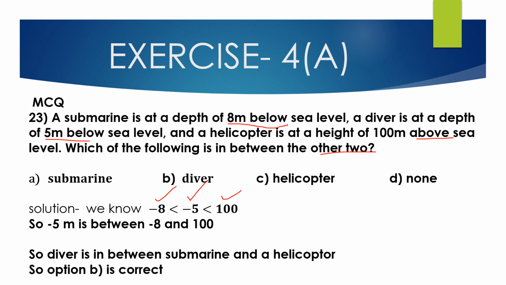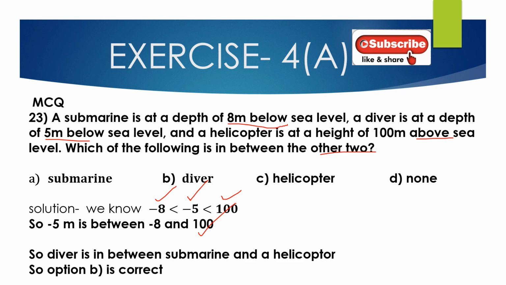We know minus 5 will be placed between minus 8 and 100. If we represent these integers on a number line, then minus 5 will be in between minus 8 and positive 100. Minus 8 is less than minus 5 is less than 100. 100 is greater than minus 5 is greater than minus 8. Minus 8 is the smallest negative integer and 100 is the greatest positive integer, and minus 5 will be in between.